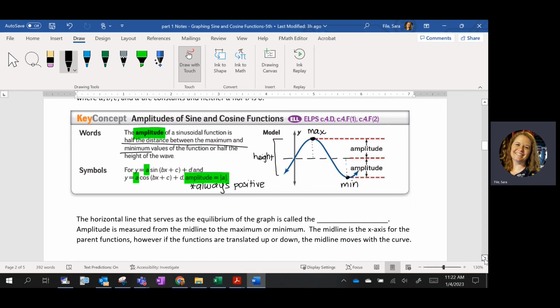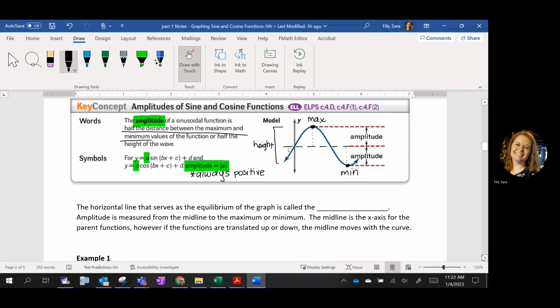Now, that dashed line that we drew down the middle here has a name. It's called the midline. It's the equilibrium of the graph. It's that center. On the parent functions, where is that? What's that midline on the parent functions? 0. It's the x-axis. Because the high is at 1 and the low is at -1, so the middle is at 0.